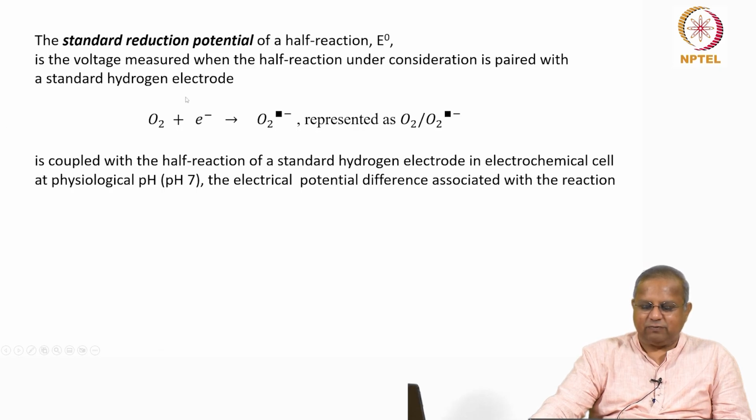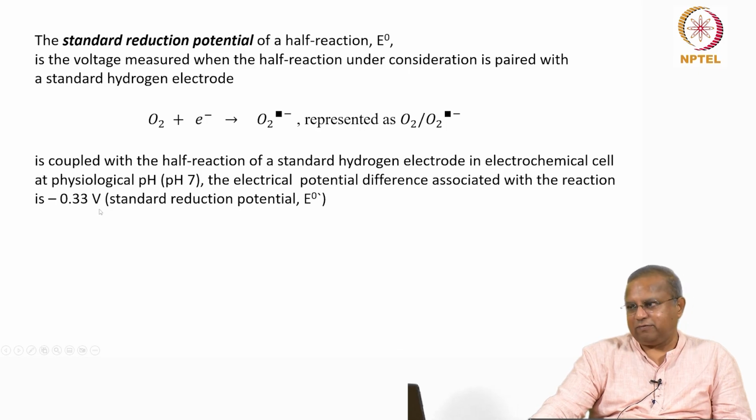The electrical potential difference associated with this reaction is minus 0.33 volts. Okay. So, this is called the standard reduction potential from a biological context, right. So, everything else being the same except the pH being 7. E naught is at pH 0, or a 1 molar concentration of hydrogen ions. The value at pH 7 is E naught dash. Okay, we work with E naught dashes.